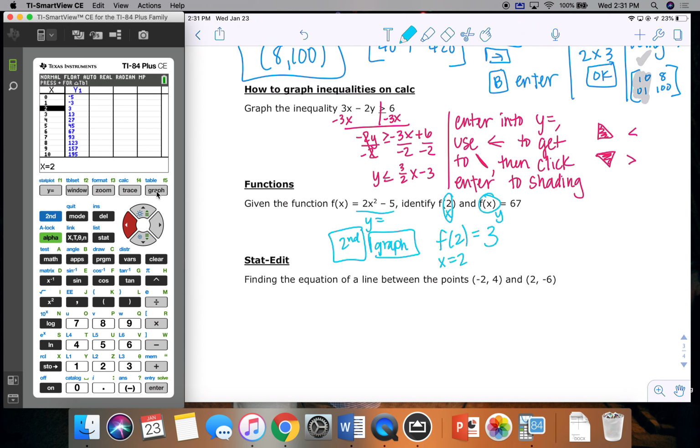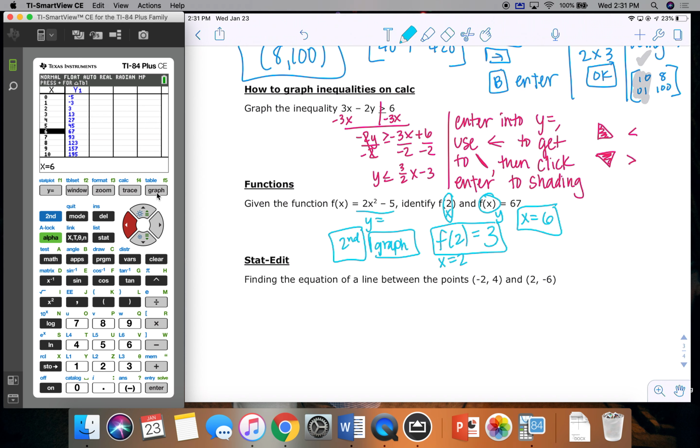This one is asking for y. So they're giving you a y value and asking for x. Sorry, they're asking you for x when given a y. So for this, I'm going to look on the y's. When y is 67, x is 6. So this one, my answer is 3, and the other one, x is 6, okay?